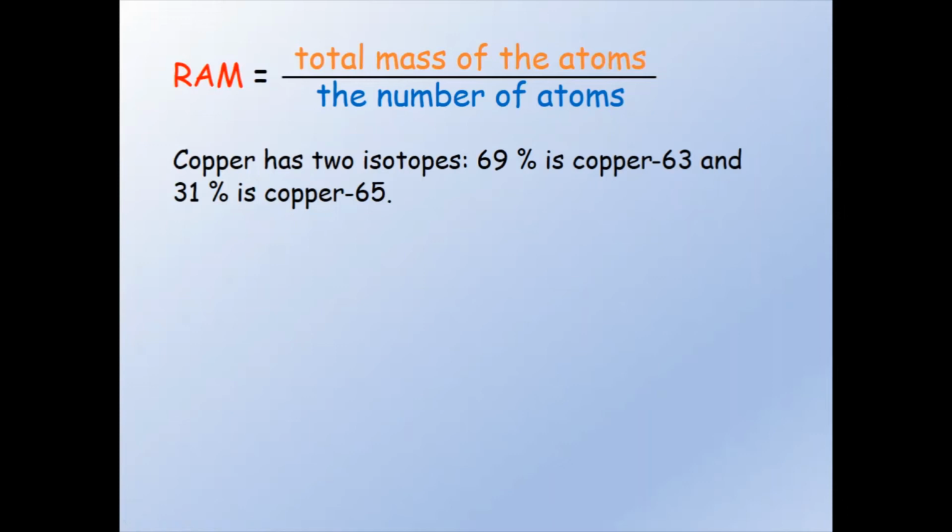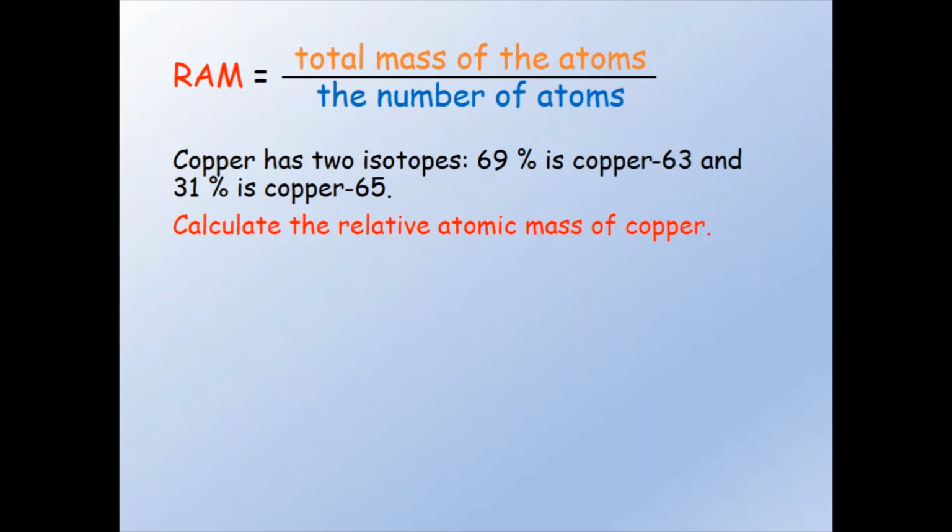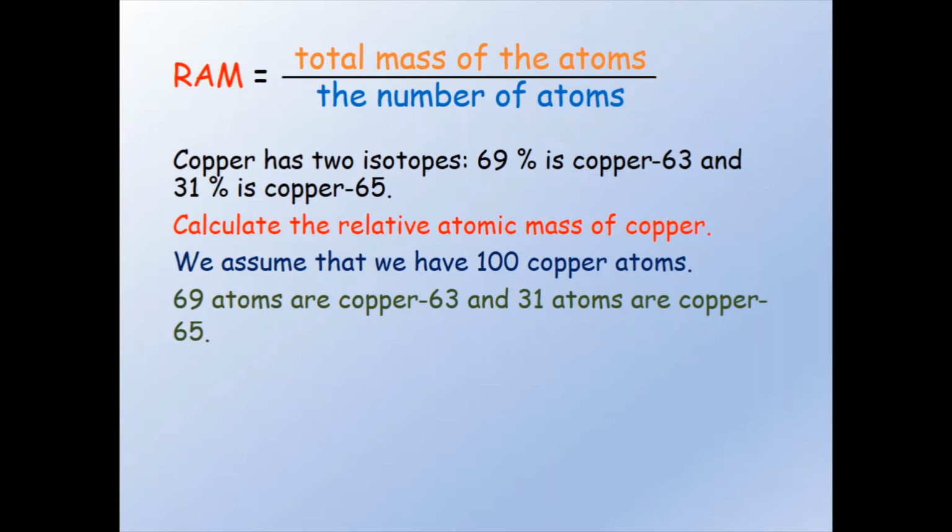Now let us look at a second example. Copper has two isotopes. 69% is copper 63 and 31% is copper 65. Calculate the relative atomic mass of copper. Again, to be able to do the calculation, we are going to assume that we have 100 atoms. So we assume that we have 100 copper atoms. Out of those 100, 69 atoms are copper 63 and 31 atoms are copper 65.